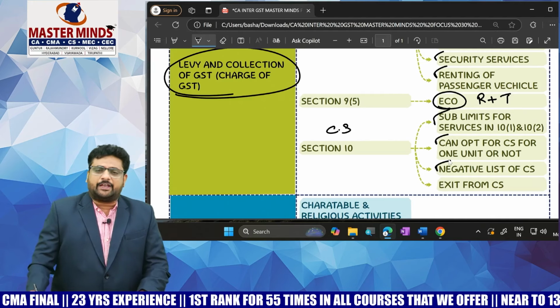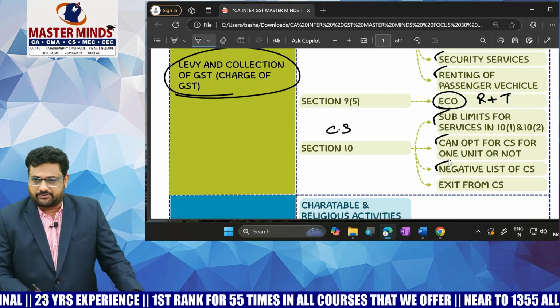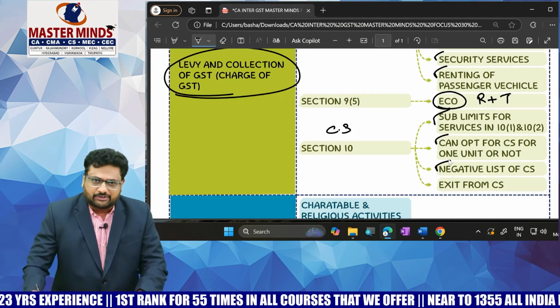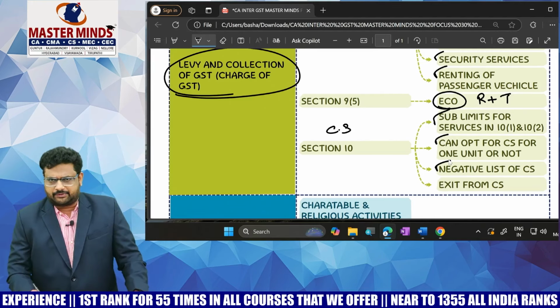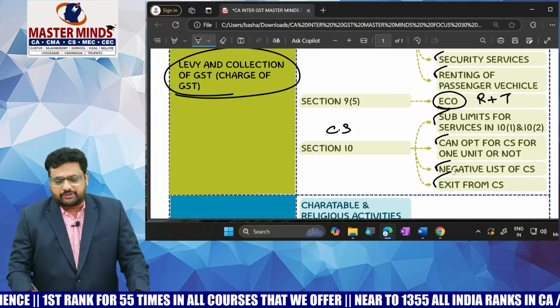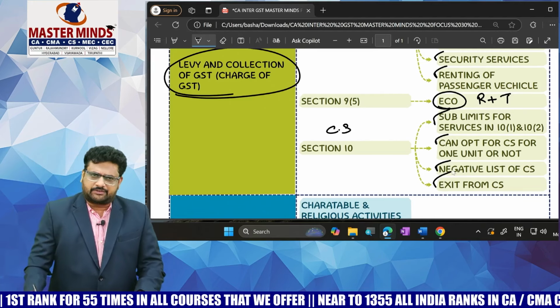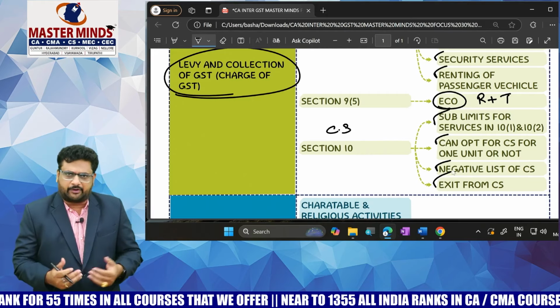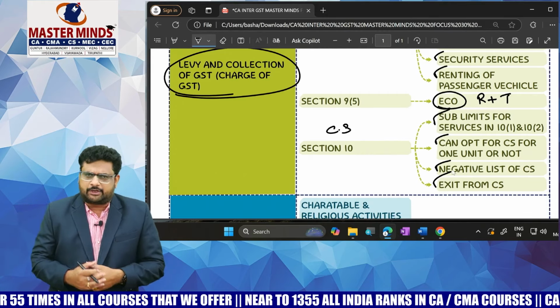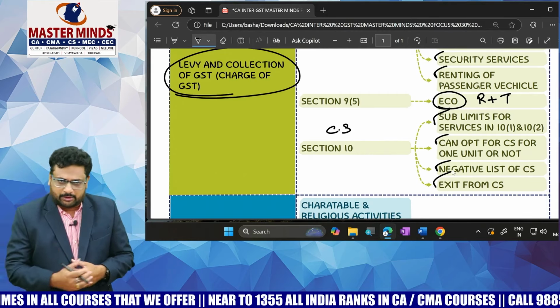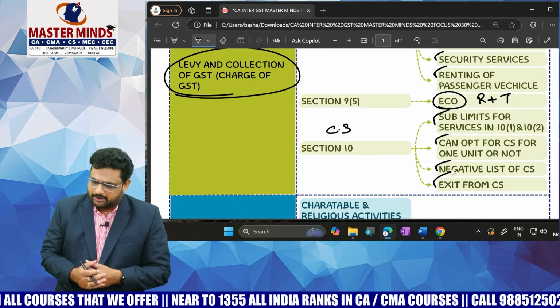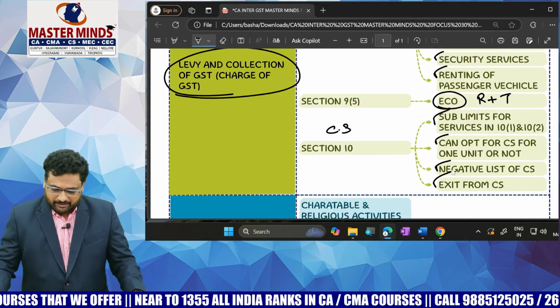And what is the negative list of composition scheme? That means the persons who are not eligible. And in the same way, exit from composition scheme. That means what are the circumstances where you need to exit from composition scheme. So these are the important areas you need to keep focus with respect to your May 2025 attempt.